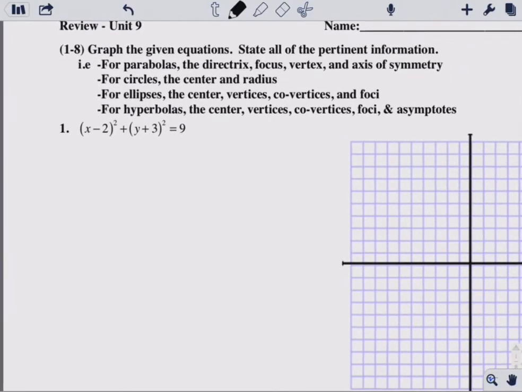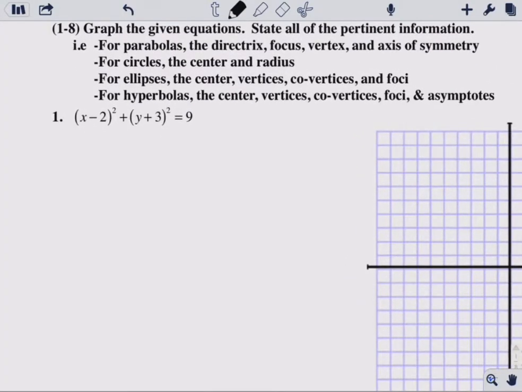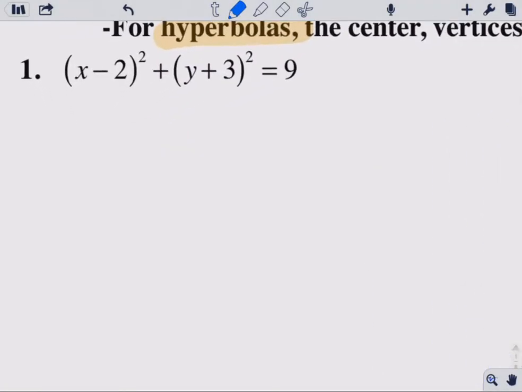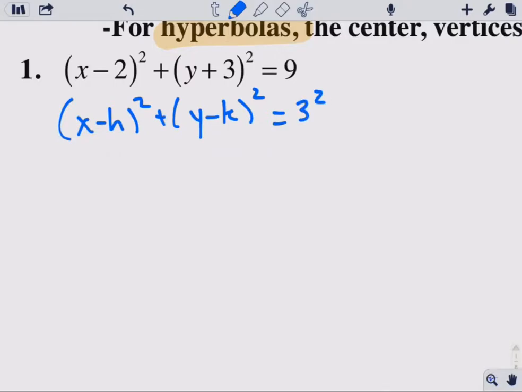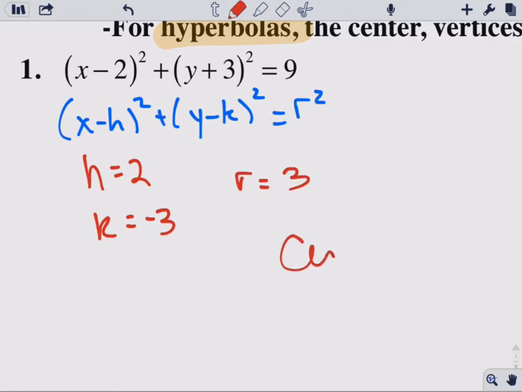Okay, we want to graph the given equation, state all pertinent information, and it tells us what pertinent information we want to use, depending on if it's a parabola, circle, ellipse, or hyperbola. So first thing we have to do is identify what it is. This is a circle because it fits the equation (x minus h) squared plus (y minus k) squared is equal to 3 squared, or is equal to r squared. Okay, and so we just pick out h, which is 2, k, which is negative 3, and r, which is 3.